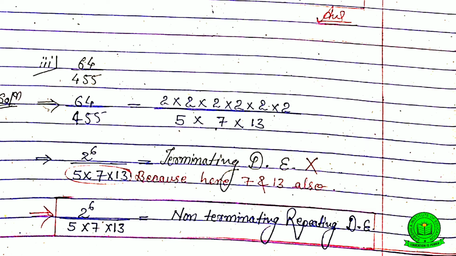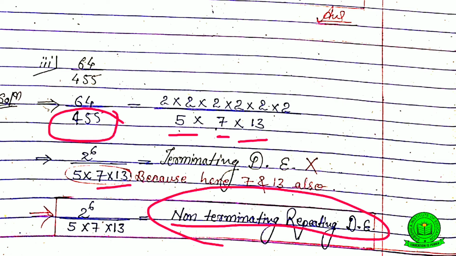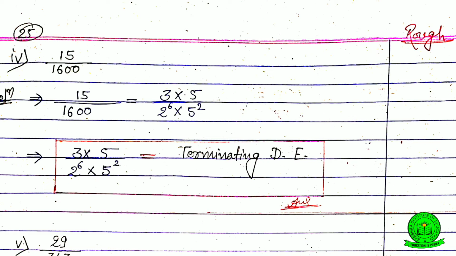In question number 3, if you find the prime factorization of 455, you will get 5 into 7 into 13. Here are 7 and 13, so it will be a non-terminating repeating decimal. What we have to see is the denominator.